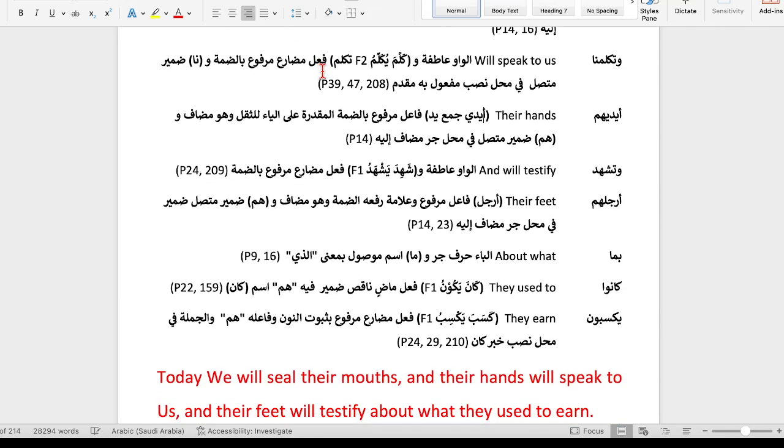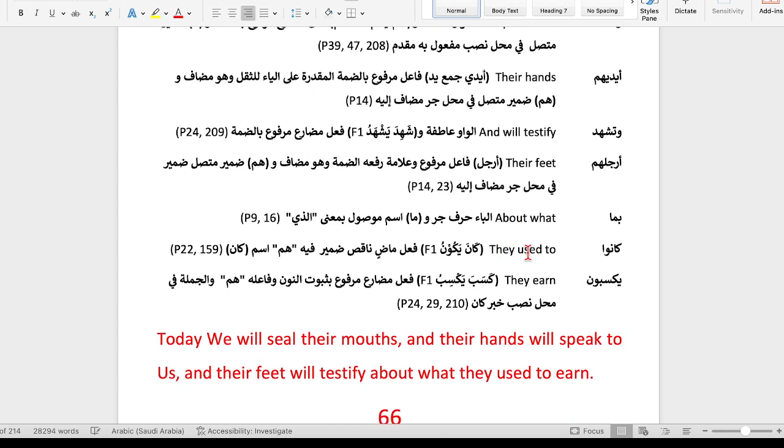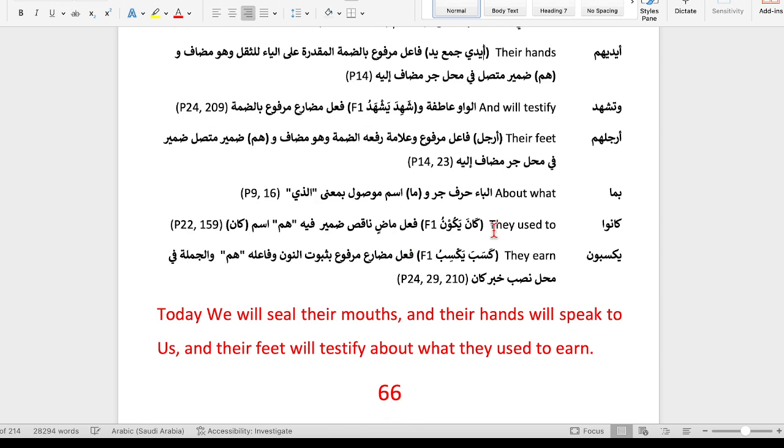And their feet will testify bima, about. So bima is jarun wa majrurun. Ba is harfu jar, ma is ismu mawsul, bima meaning about what, allazi. Kanu, again from kana: huwa kana, huma kana, hum kanu is past tense. Fi'lu madin naqisun, and the damir in it is hum; it comes for hum, ismu kana. You can see the table on page 159. About what they used to yaksibuna.